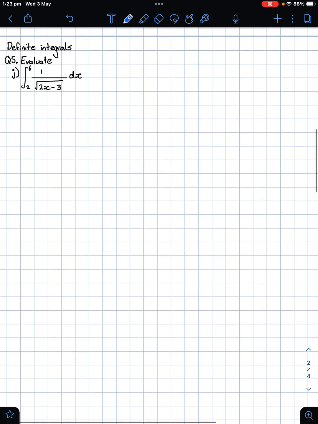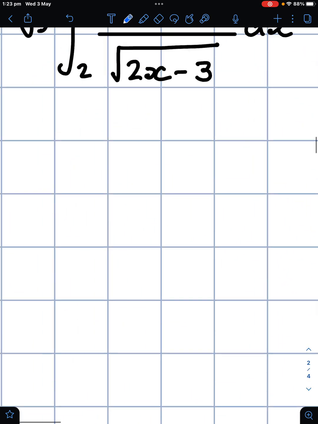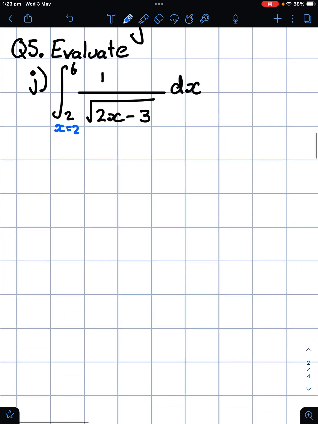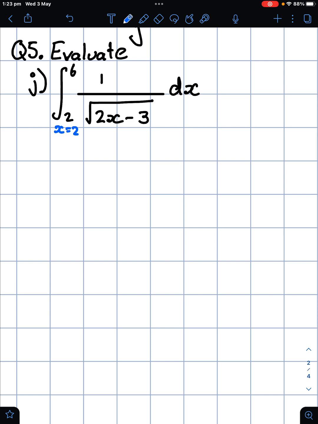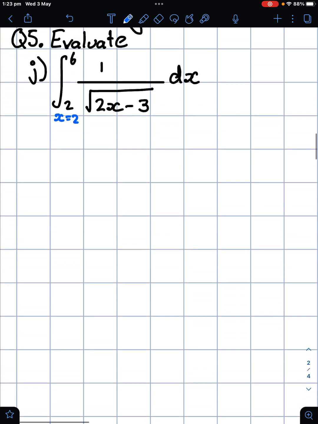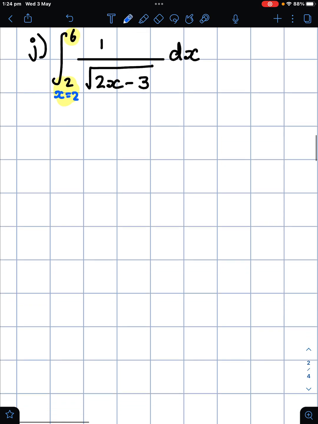So just jumping into question 5, the reason I've picked this one, question 5J, is it's a good example of substitution. We've got x equals 2, and we're looking at x values here. Now, to do this integral, ideally we're either going to look at a chain rule or we do substitution. And when we do substitution, there are two possible options. We'll do it first with the x bounds left as they are.